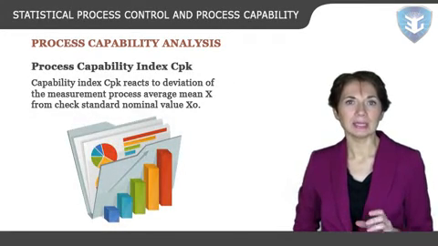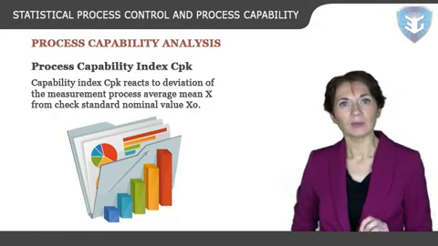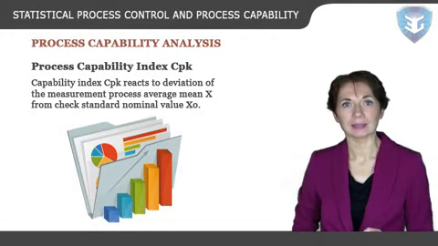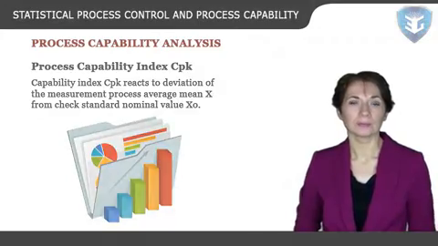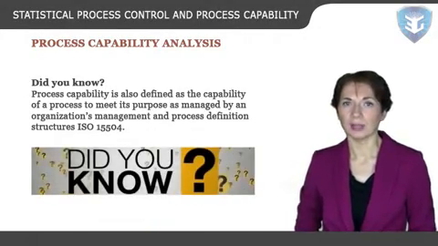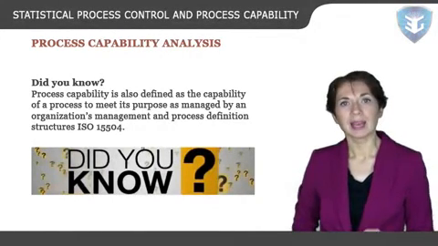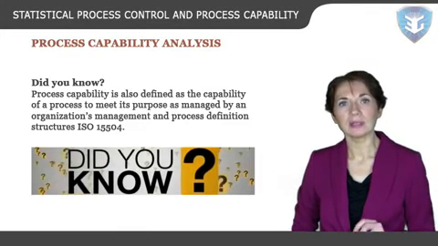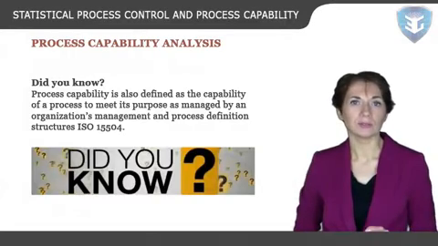Process Capability Index, or CPK. CPK reacts to deviation of the measurement process average, mean X, from check standard nominal value, X0. Did you know process capability is also defined as the capability of a process to meet its purpose as managed by an organization's management and process definition structures, ISO 15504.